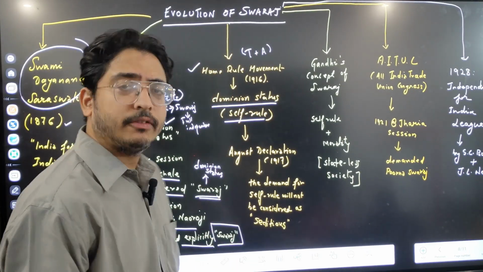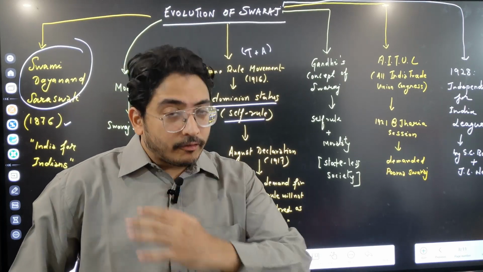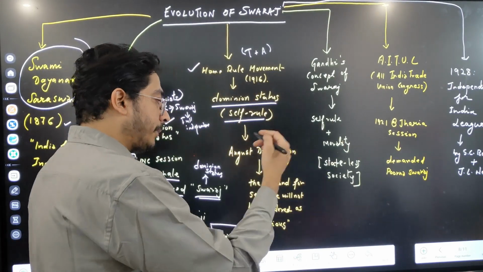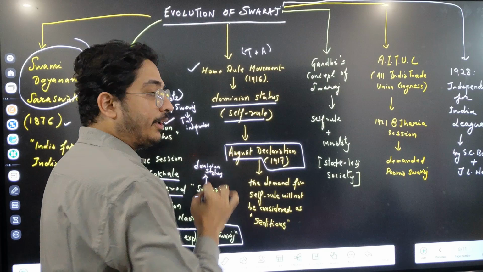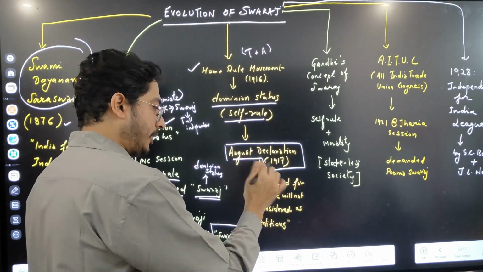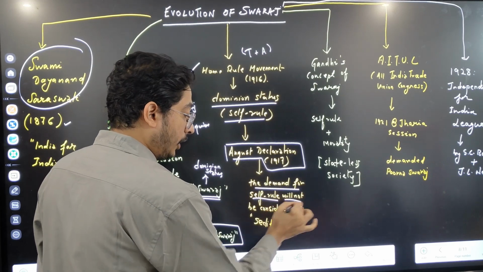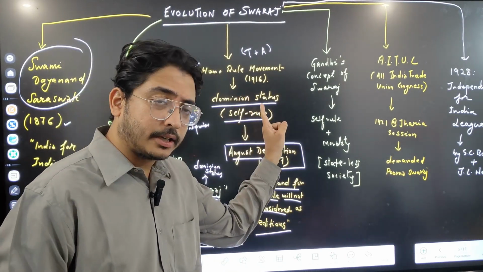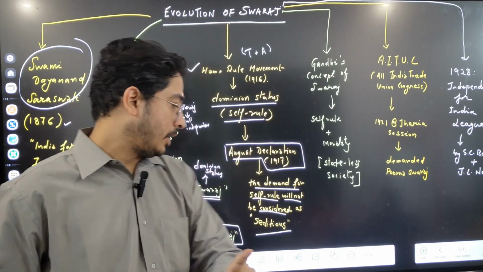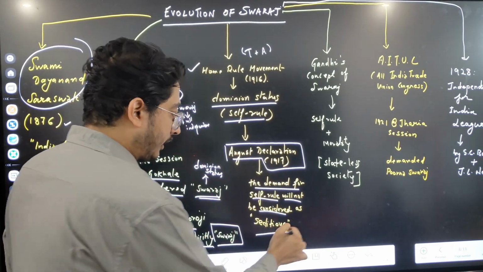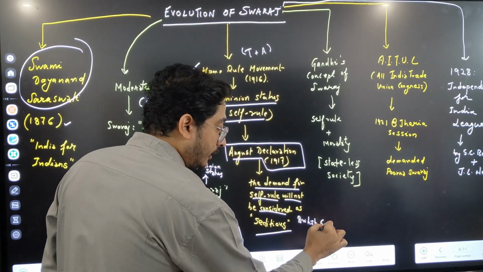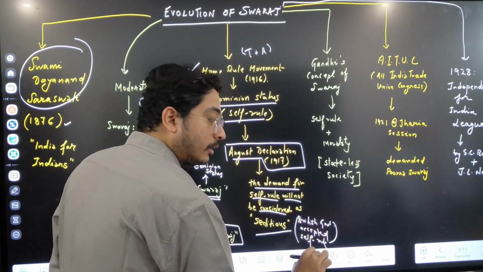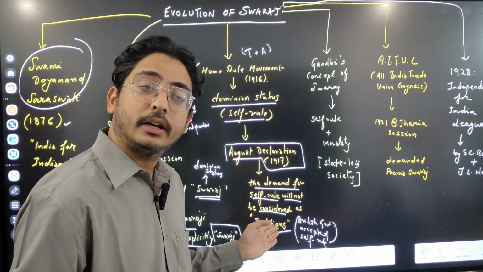Now the Home Rule movement was also a kind of success. It connected the masses. When it was going very well, and even Annie Besant was arrested, and it was taking its peak, the British government brought the August Declaration of 1917, where they clearly mentioned that from now the demand of self-rule will not be considered seditious. If you are demanding self-rule, and that self is nothing but dominion status, that will not be considered seditious. So in a way, if you see carefully, implicitly the British government accepted self-rule.